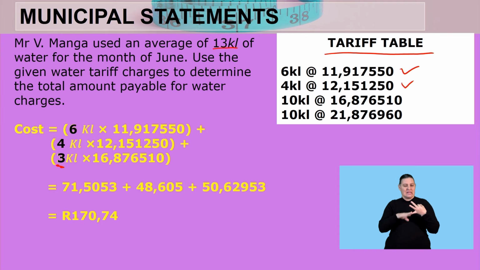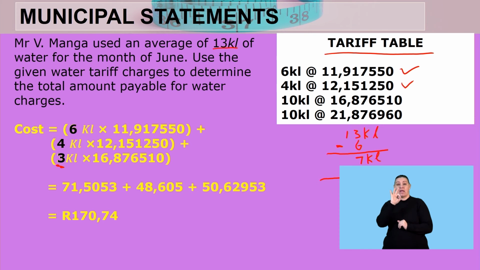Now where does that 3 come from? All right, here's what we have. We've got 13 kiloliters. We've got to take away the total of 6 that we used. And then we get 7 kiloliters. Then we took away 4. And what are we left with? 3 kiloliters. And that's where we got those 3 from. Nice work. Once you do that, you plug it all into your calculator, we get our answer. Nice work. Let's carry on.